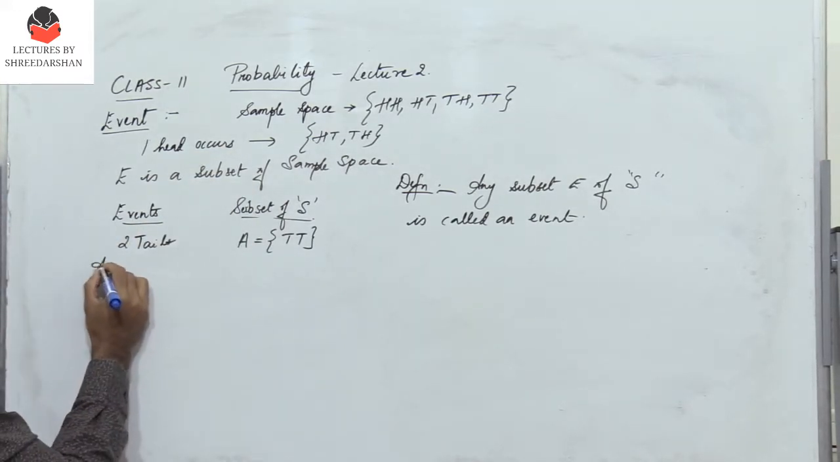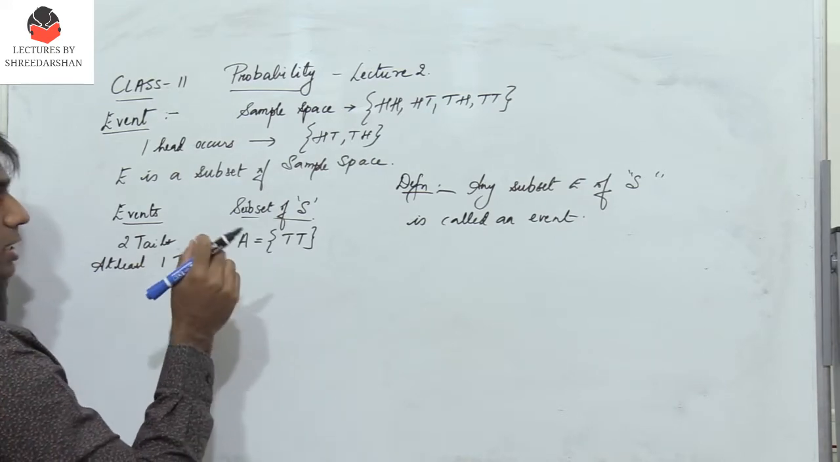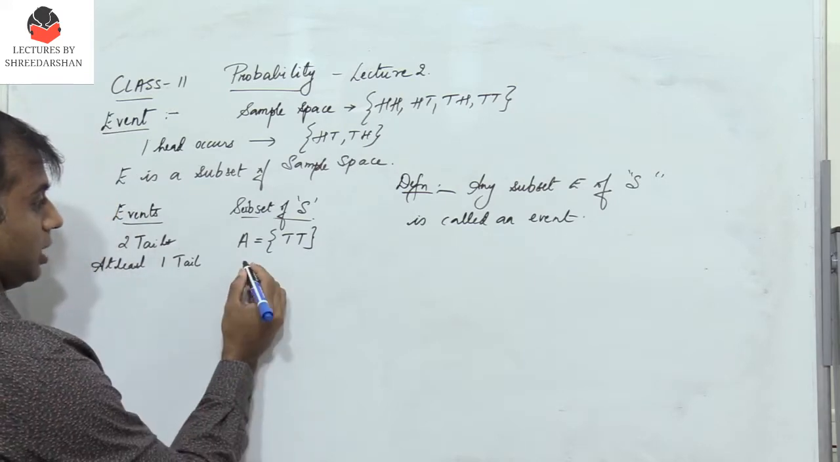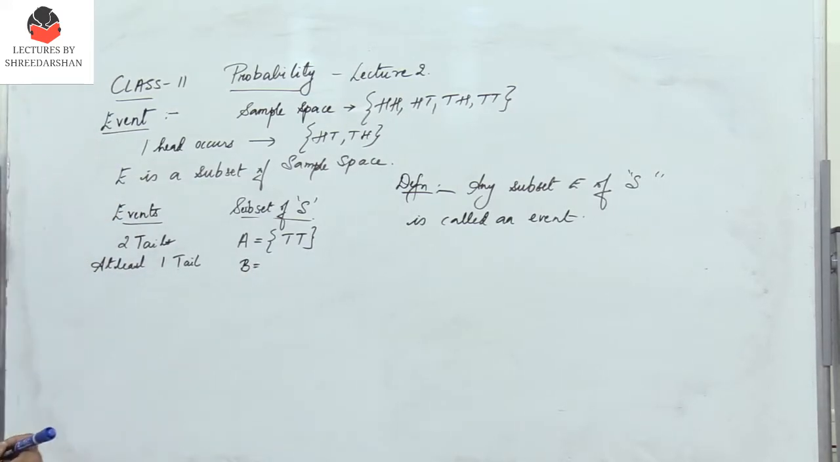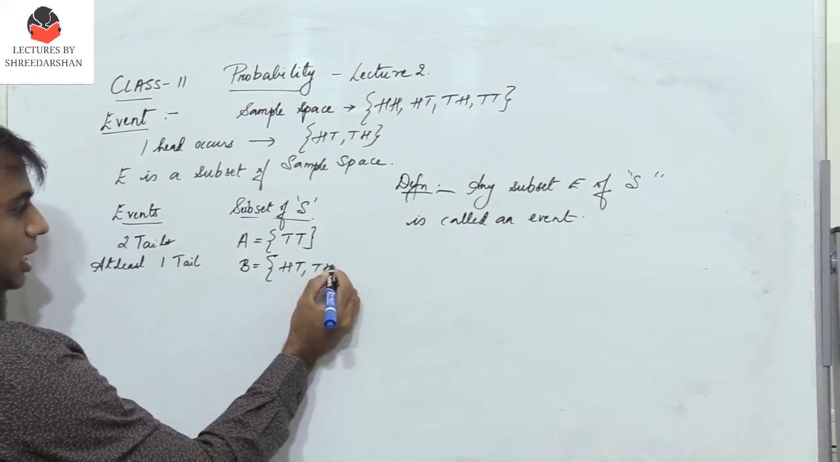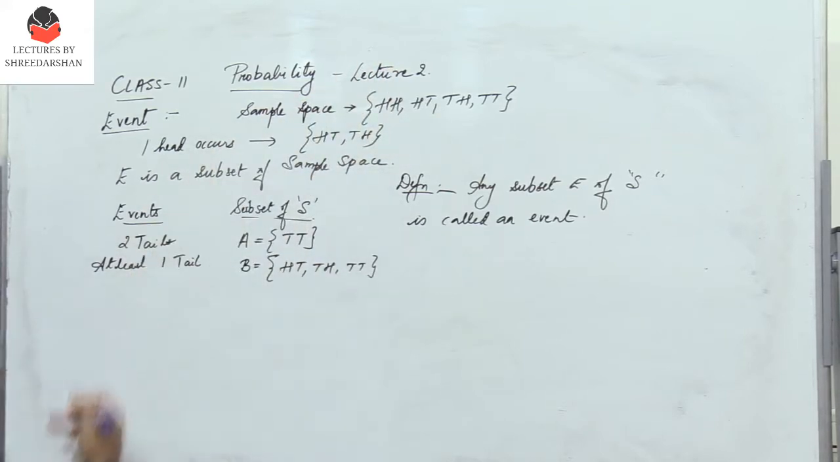Next, at least one tail. At least one tail means I need to have one tail or more than one is also a possibility. Let me define this as event B. So at least one tail means I have HT, TH, and I can also have two tails, but I cannot have HH because there is no occurrence of tail.